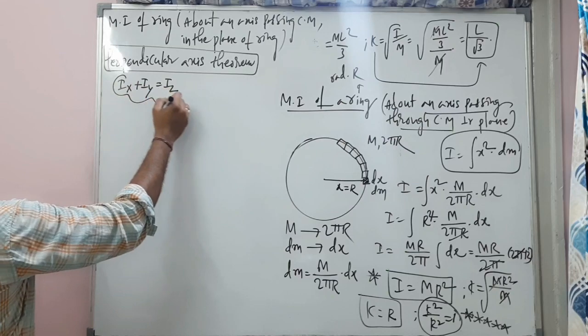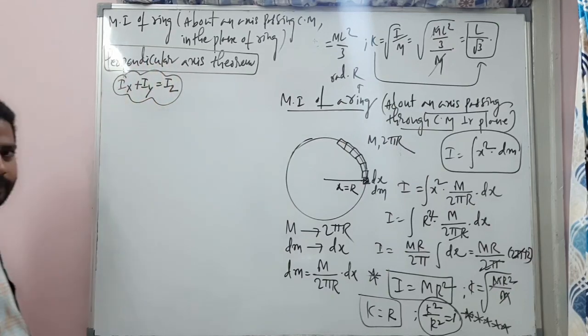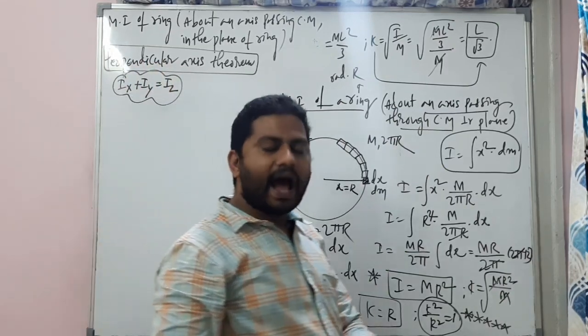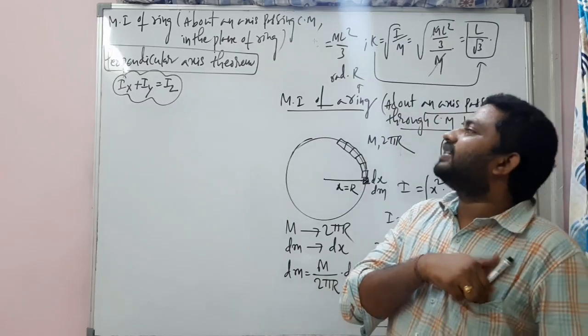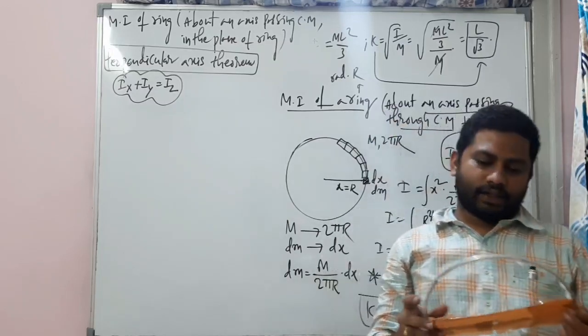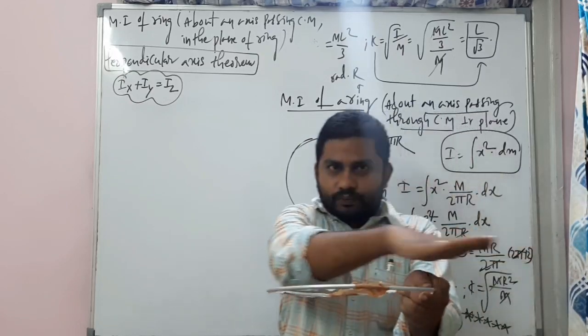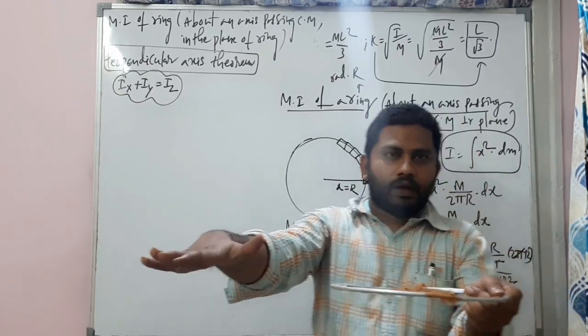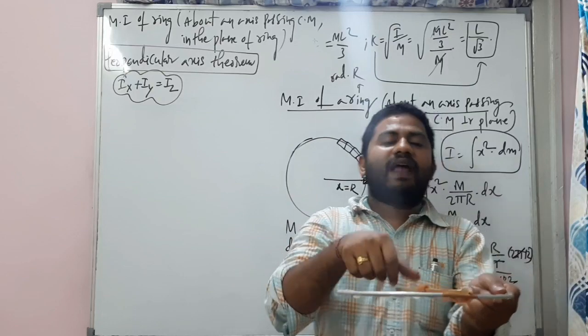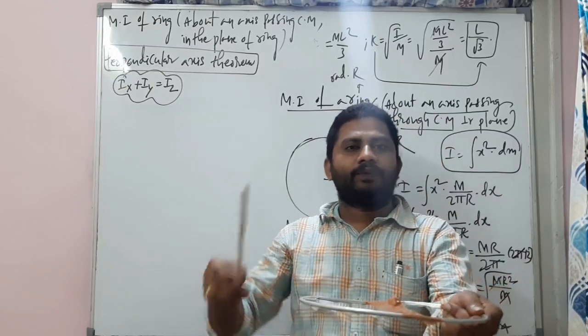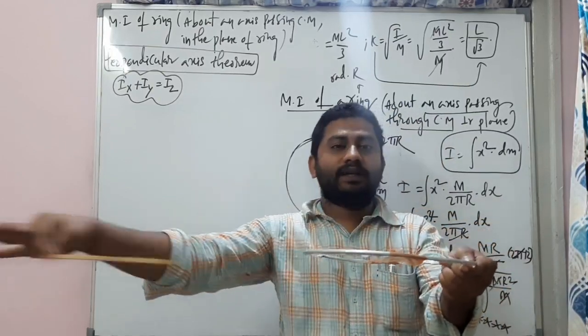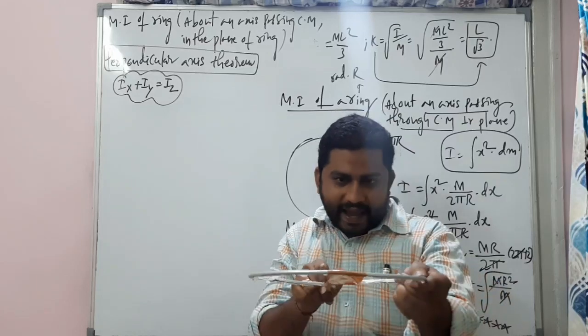So that is the perpendicular axis theorem. So simple. Ix plus Iy is equal to Iz. Look at here. This is the plane of the ring. Observe. Plane of the ring. This is the plane. Look at here. This is the x-axis of the ring and this is the y-axis of the ring.